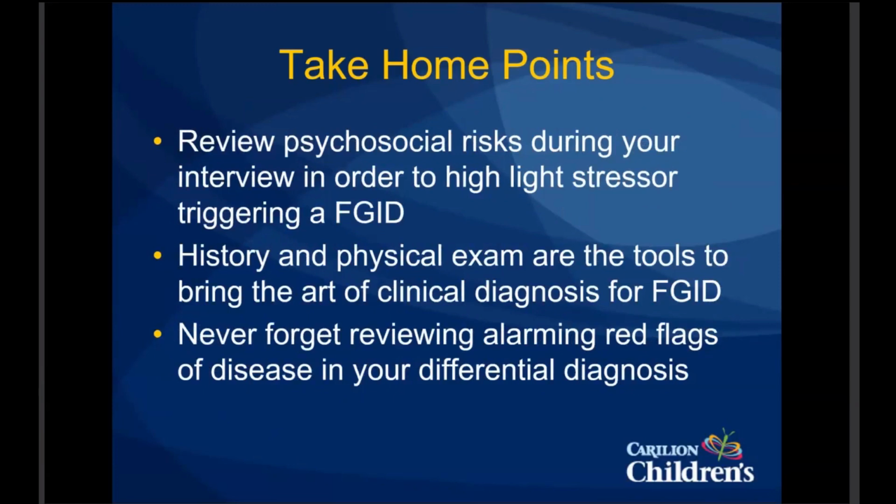The history and physical exam are the tools to bring the art of clinical diagnosis for functional GI disorders. So basically, a good history and good physical exam will give us a lot of information. So never forget reviewing alarming red flags of disease, so that you can diagnose other conditions that are totally organic in your differential diagnosis. I have to say, lastly, that there are patients that may have Crohn's disease or celiac disease or other organic disease, but also have a functional disorder at the same time, which makes practice a little bit more challenging, but you have to keep that in mind. So there are patients that can have a functional disorder on top of an actual organic disease. Thank you for your attention.